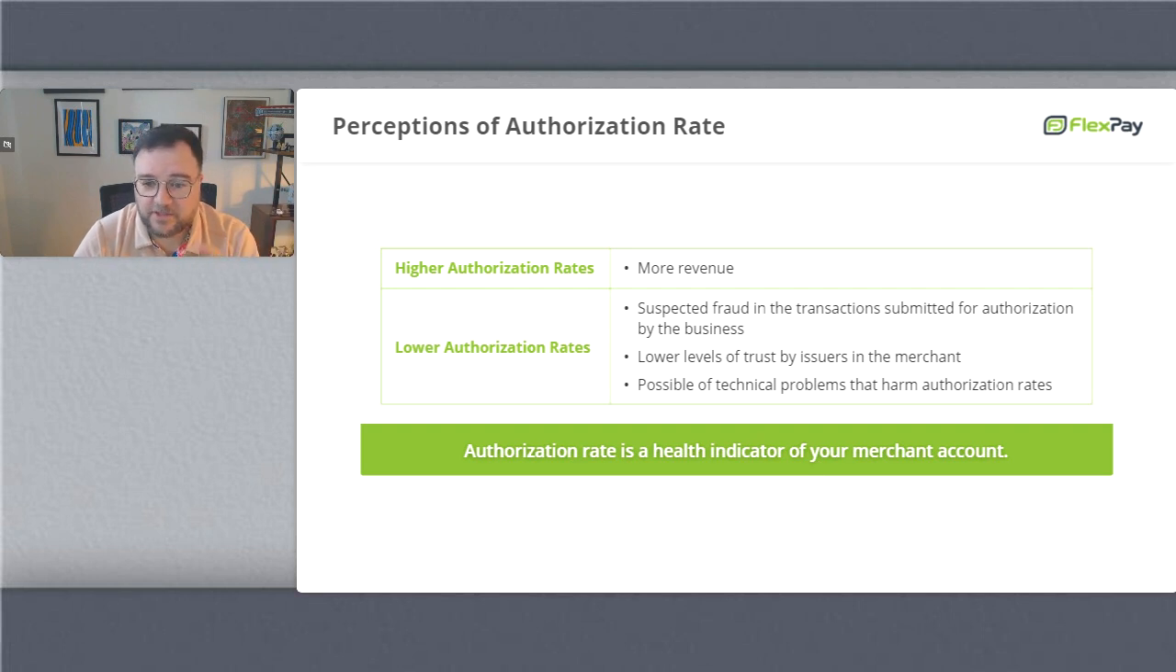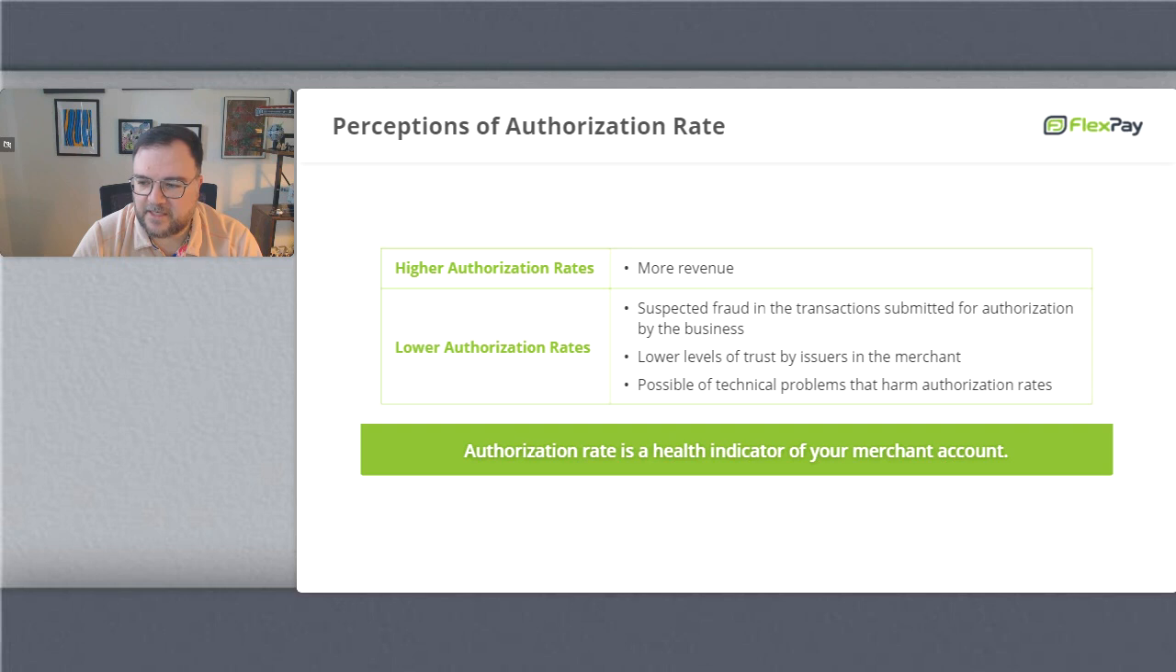And most of these are accurate. This authorization rate does show how you're doing as far as fraud goes, as well as trust with the issuer. A low authorization rate does usually imply that there are potentially technical problems. And one thing we do with merchants is we've helped them go through practices to actually improve their authorization rate, which is what's going to bring us to the next slide.